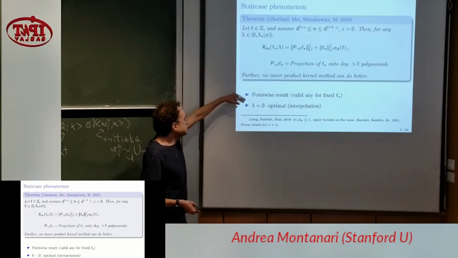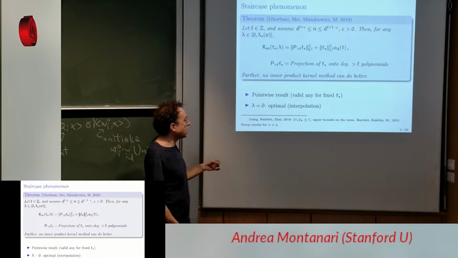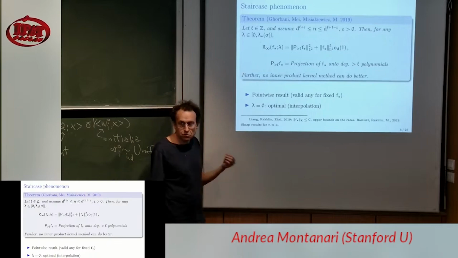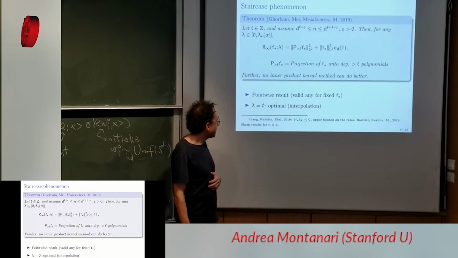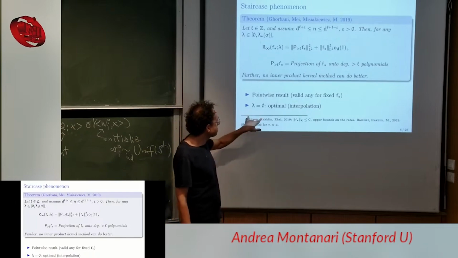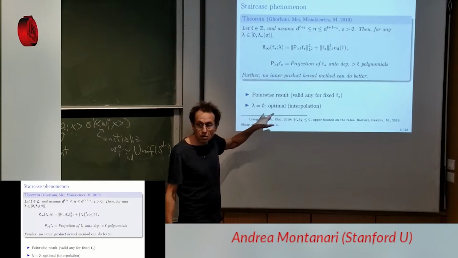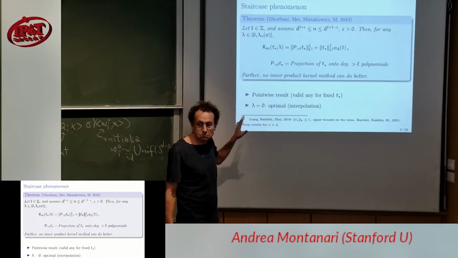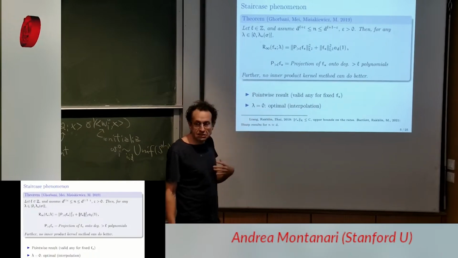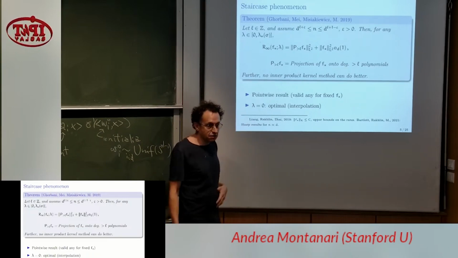Second remark is that this is a pointwise result, namely it is valid for any fixed f star. It's not an upper bound. You give me an f star, this is always true. And finally, an interesting point is that this is valid for lambda equals 0. So in particular, lambda equals 0 is optimal. You don't achieve anything better if you optimize the regularizer.